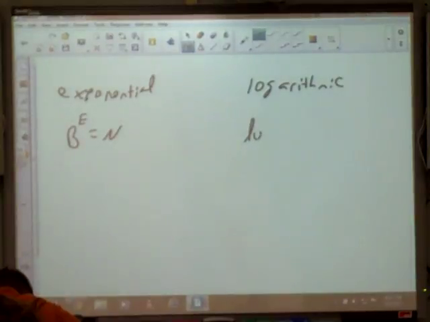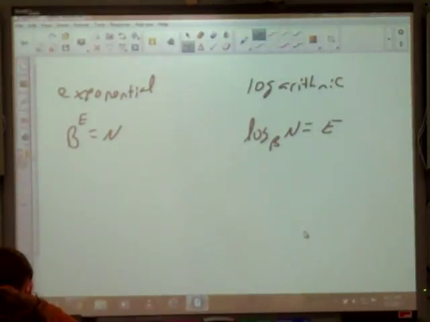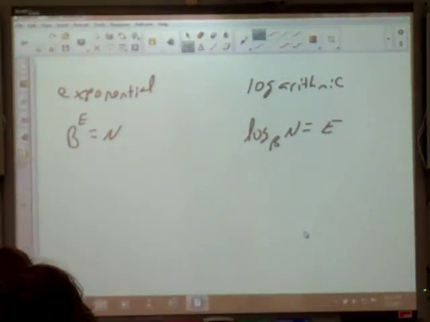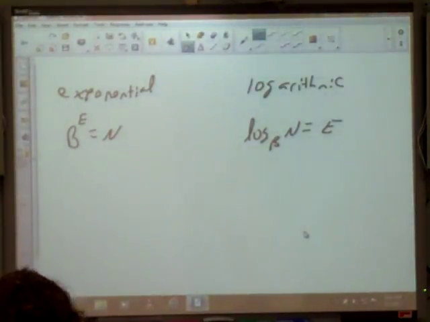Logarithmic form will be the log of base b of the number n is equal to e. You remember this from Algebra 2, we can exchange those b's, e's, and n's, but you have to make sure you put them in the right spot. Okay?